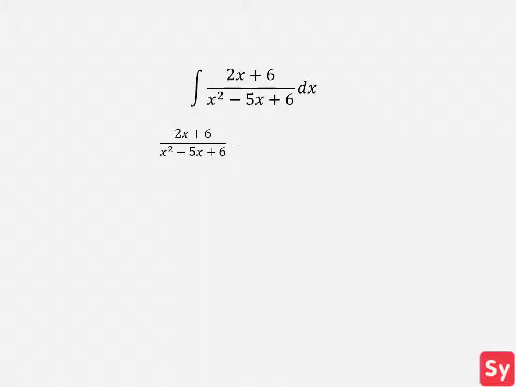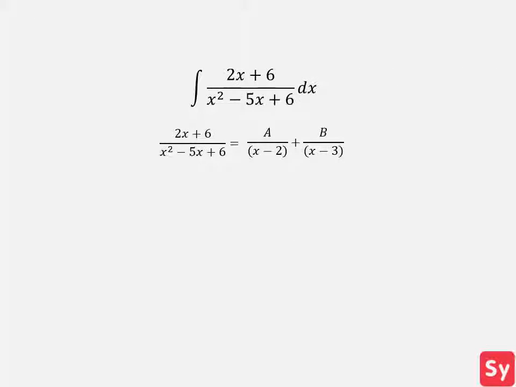Let's see our first example. We have the integral of 2x plus 6 over x squared minus 5x plus 6 with respect to x. We see that the numerator has a smaller degree than the denominator and that the numerator is not the derivative of the denominator, so we will set the integrand equal to a partial fraction. The factors of the denominator are x minus 2 and x minus 3. So we'll have a over x minus 2 plus b over x minus 3 as the partial fractions.